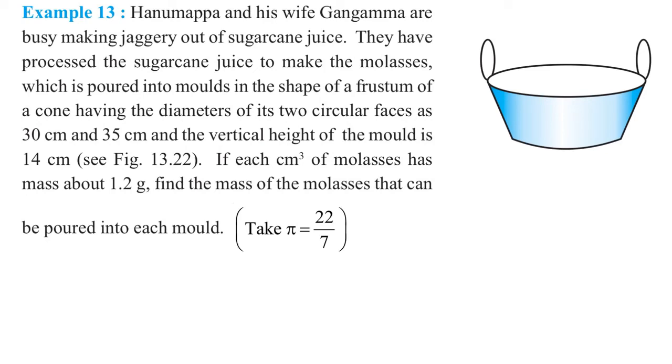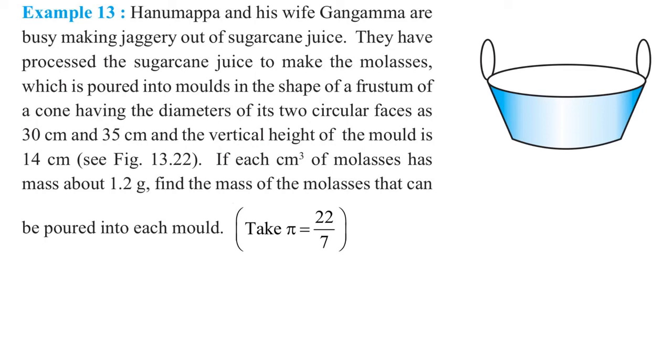The first thing is to figure out the volume of this frustum, and then since the mass of each centimeter cube of molasses is 1.2 grams, we will multiply 1.2 with the total volume of the frustum, and then we will get the quantity that will be filled into that frustum.